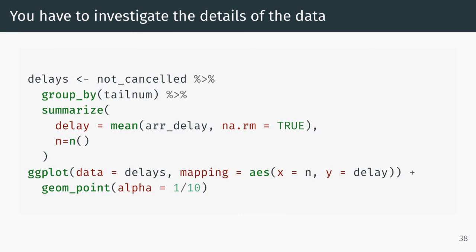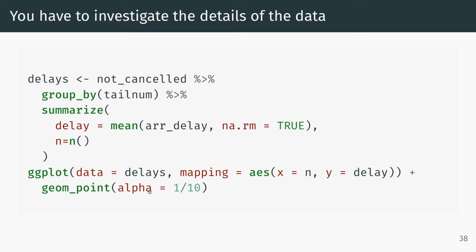So let's investigate the details of the data to find out why it might be misleading. So we're going to summarize, again, delay by tail number, the average delay by tail number. And we're going to also just include the number of flights that the plane made. So we have its delay, which is its average delay, and the number of flights that it made. And we're going to do a scatter plot of that, and we're going to use a lot of transparency here.